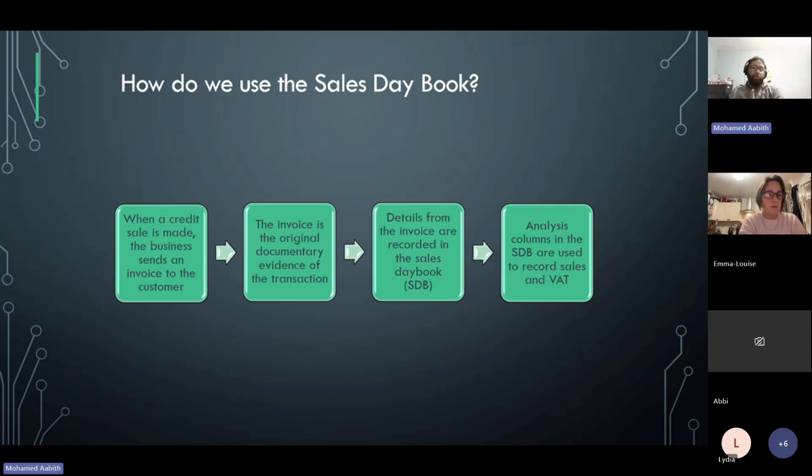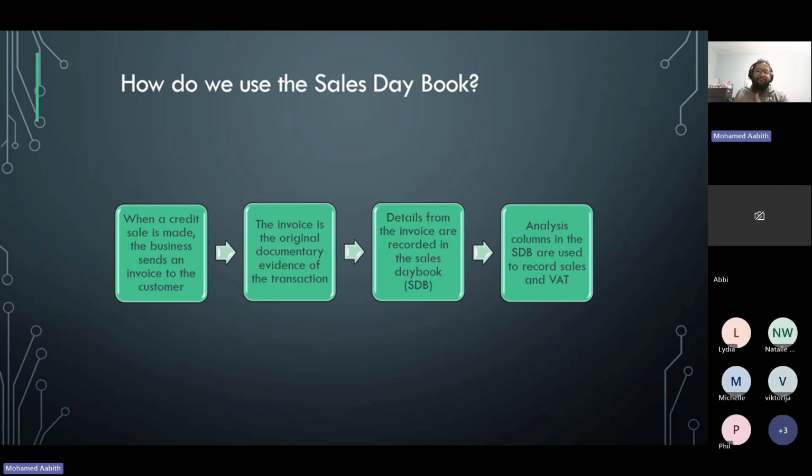We do not use this sales daybook if you've done a cash transaction. That means when you go to a shop and you pay money and you get the goods at that time, that will be called a cash transaction. We don't record that on the sales daybook. It will be recorded in what we call a cash book, but that is for another time. But the sales daybook or purchases daybook, these are mostly for your credit sales and credit purchases.